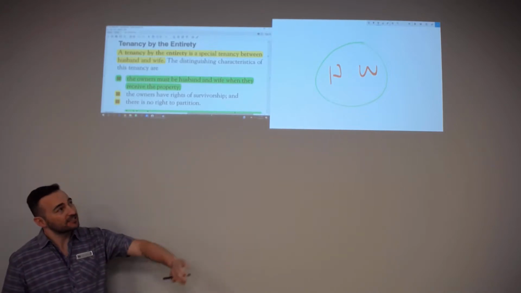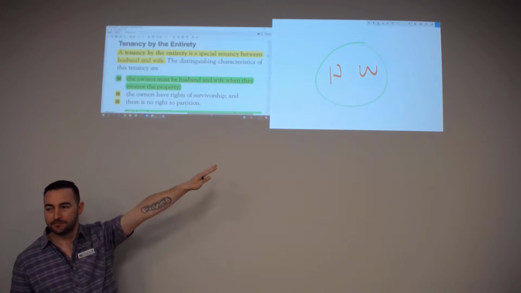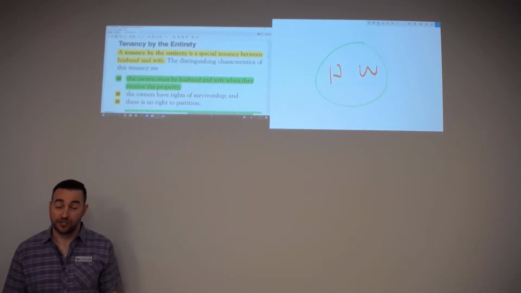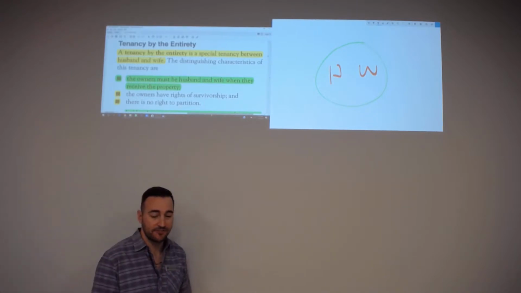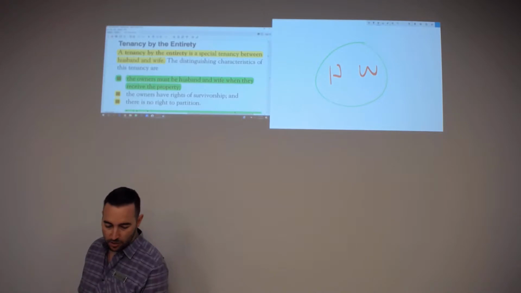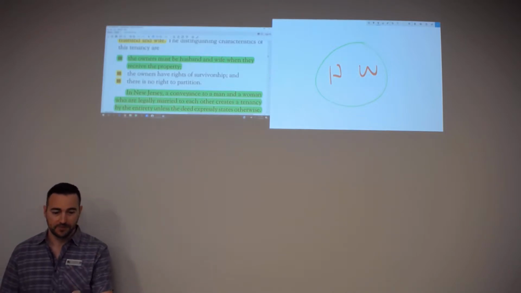Before I read, if you guys look at it, what does that look like from the previous examples? Severalty, TIC, or JT? JT. So between the husband and wife is very similar. One of the things that you gotta know is that the owners must be husband and wife when they receive the property. They must be husband and wife when they receive the property, okay?